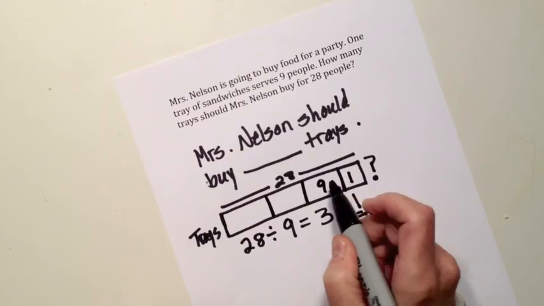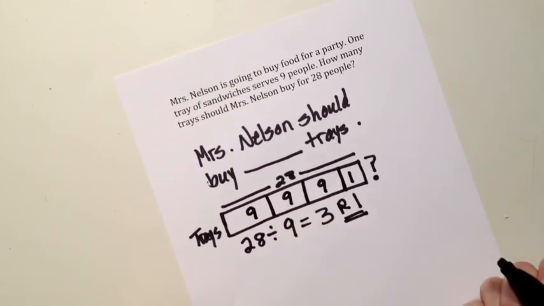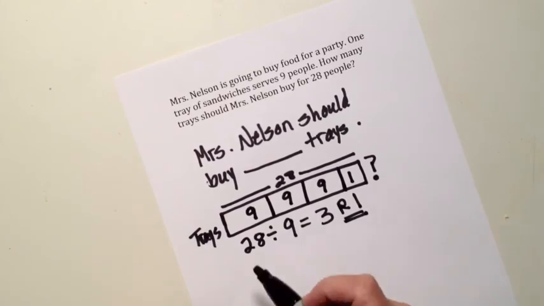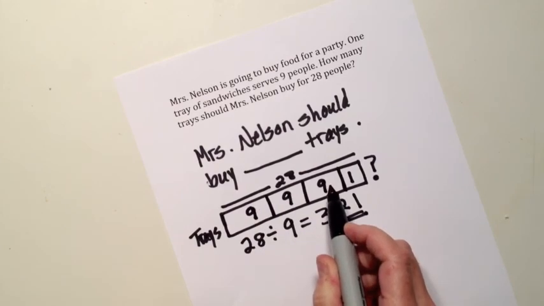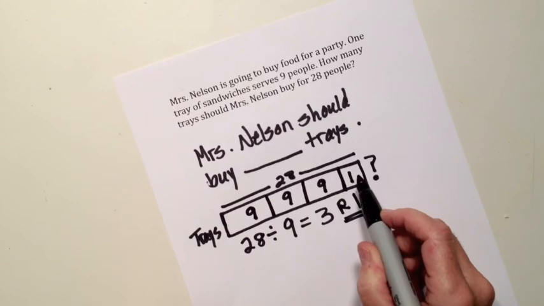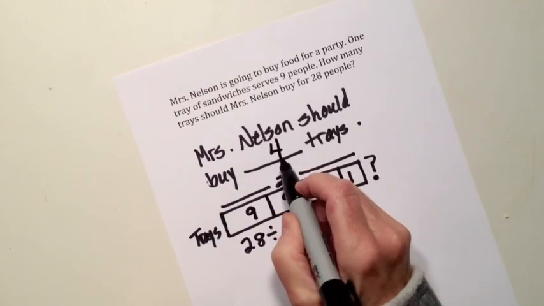Each of these shows a tray of 9 sandwiches. So the question asked, how many trays should Mrs. Nelson buy for 28 people? This is 1 tray, the 2nd tray, the 3rd tray, and since I have 1 more person left over, I have to buy a 4th tray. So Mrs. Nelson should buy 4 trays.